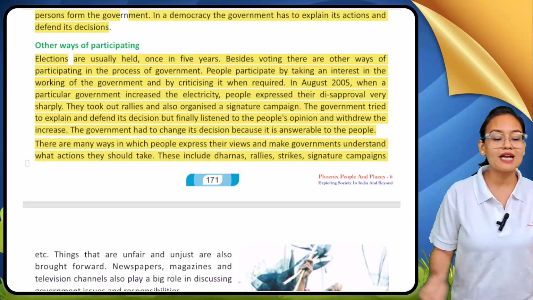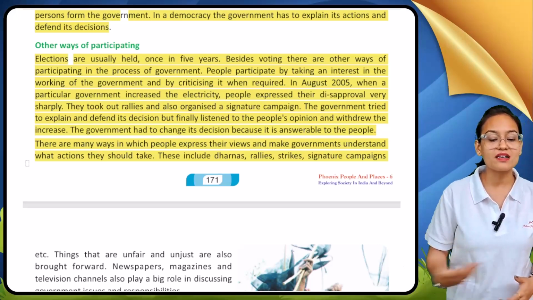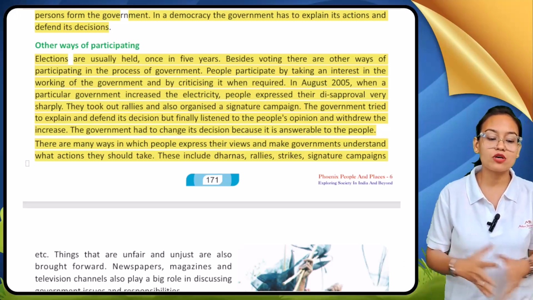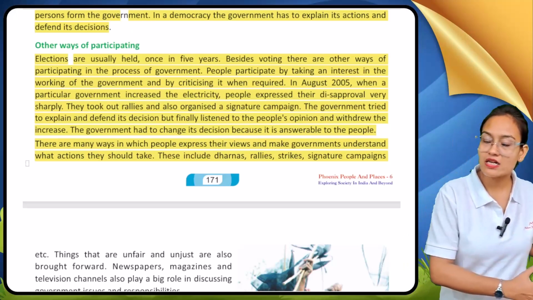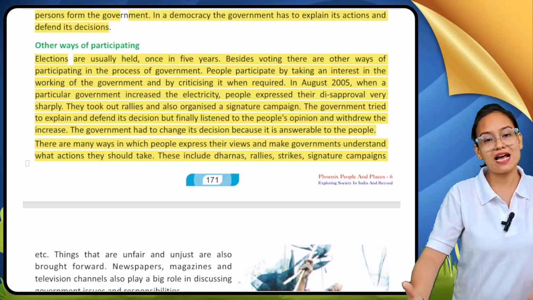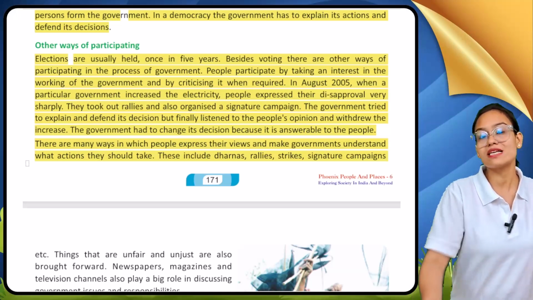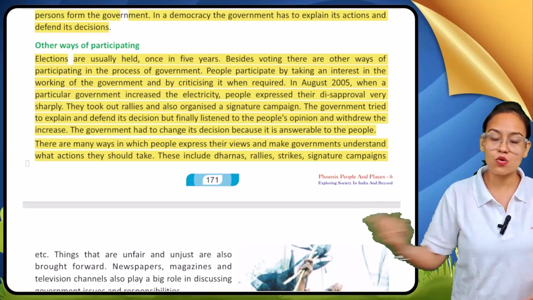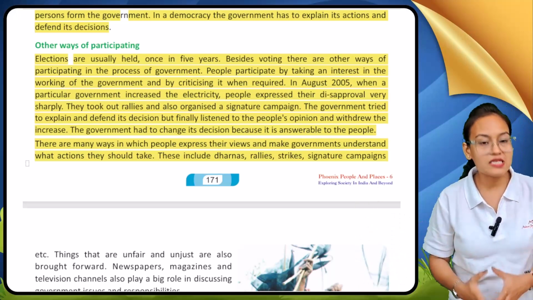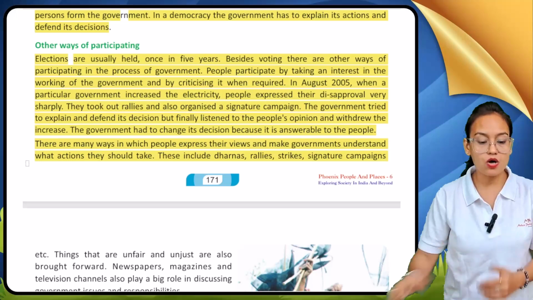The government tried to explain and defend its decision, but finally listened to the people's opinion and withdrew the increase. At that time, the government that ruled at the central level tried to explain why we needed to increase the electricity bill. But at last, what happened? At last, the common people won. So lastly, the central government withdrew that law.